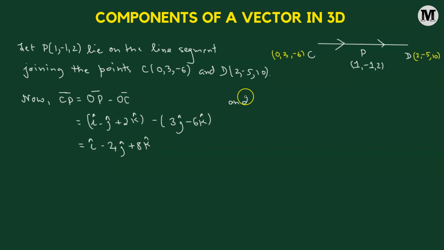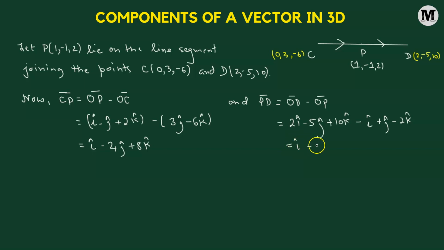And now we're going to find out the vector PD. So PD vector is going to be OD vector minus OP vector. OD vector is going to be 2i cap minus 5j cap plus 10k cap. And from here, we're going to subtract OP vector, that is i cap minus j cap plus 2k cap. That's going to give us i cap minus 4j cap plus 8k cap. Now this means we are getting the relationship CP vector equals mu times PD vector, where mu is some scalar with a value equal to 1.